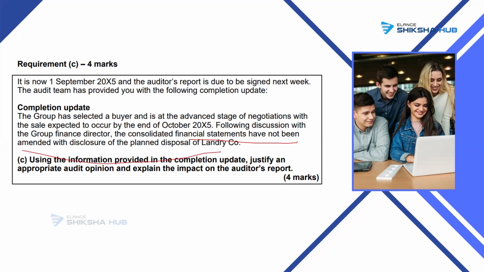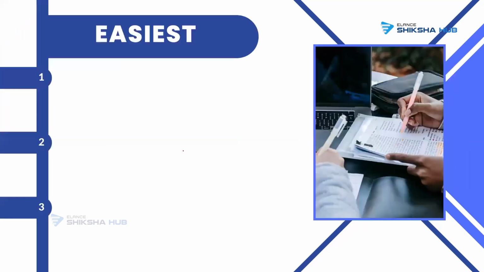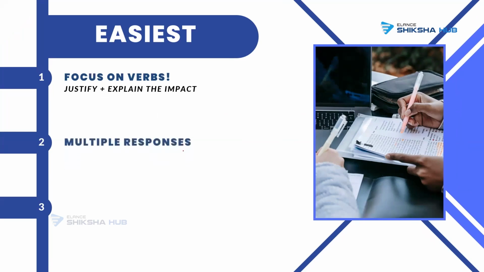Okay. So there are two verbs, justify and explain. Justify and explain. Focus on the verb. It was the easiest requirement of the whole question. Focus on the verb, two requirements, justify, explain. Now, students try to hedge themselves. But what do I mean by hedge themselves? They wrote, ma'am, if the disclosures are present, then qualified or maybe unmodified. Okay. And then if the disclosures are not present, then material and pervasive.